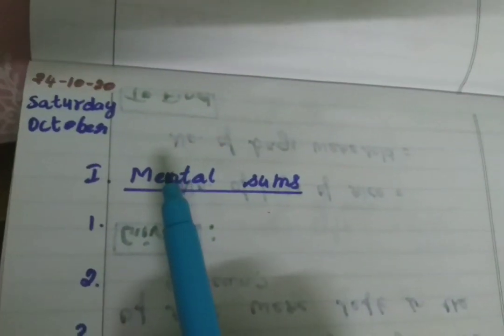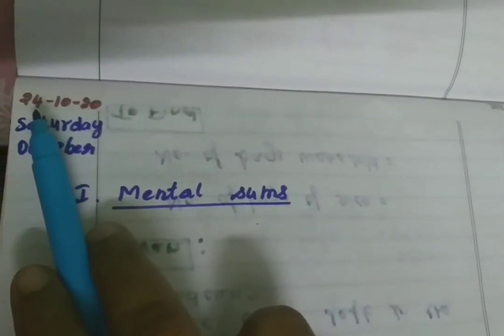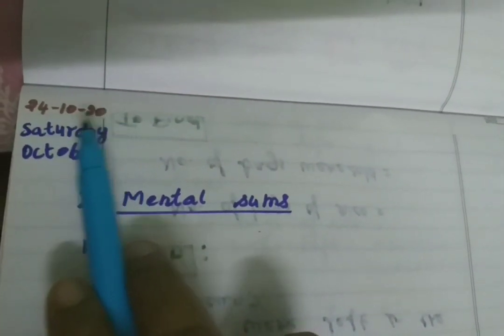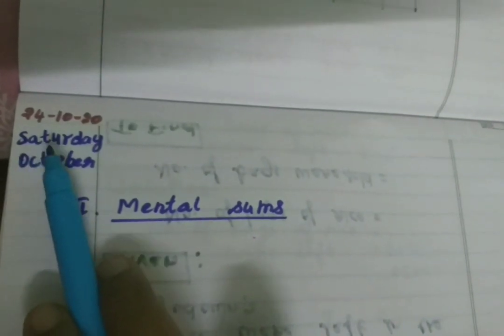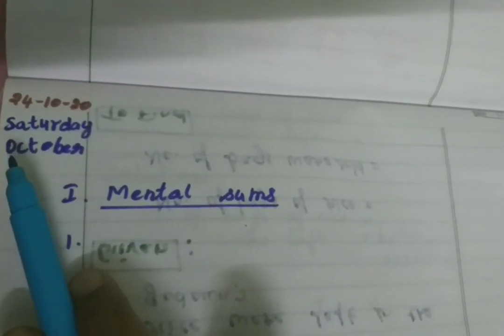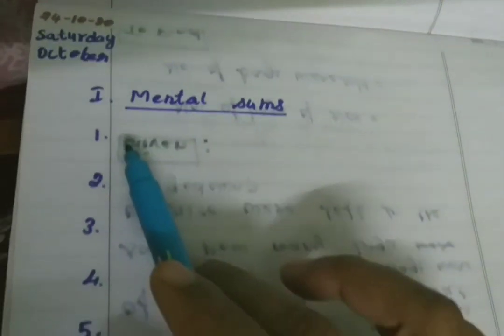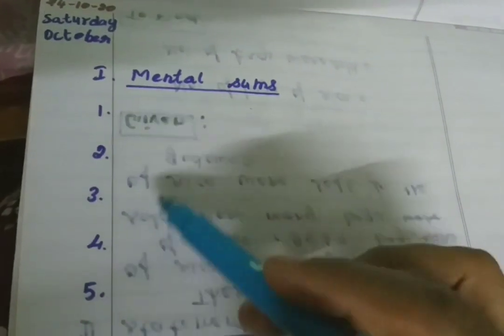Check down your maths classroom note, turn to a new page and write today's date. That is 24/10/20, Saturday, and this month is October. And write the first Roman letter, mental sums. You should write the first 1 to 5 numbers.